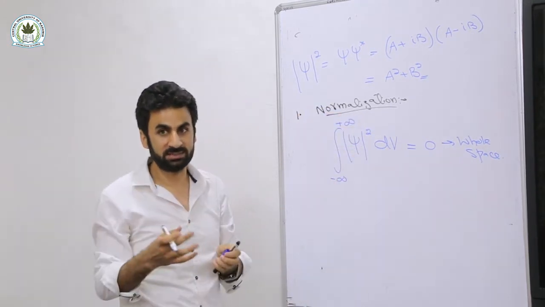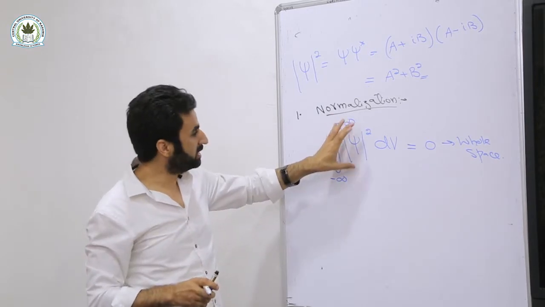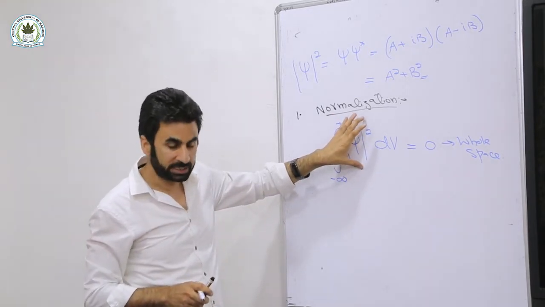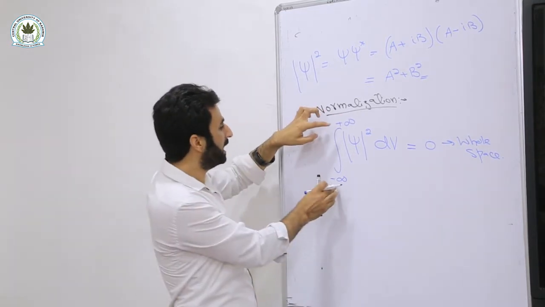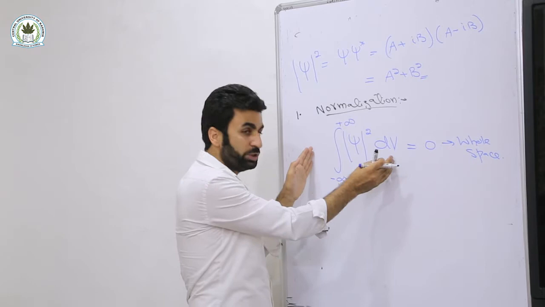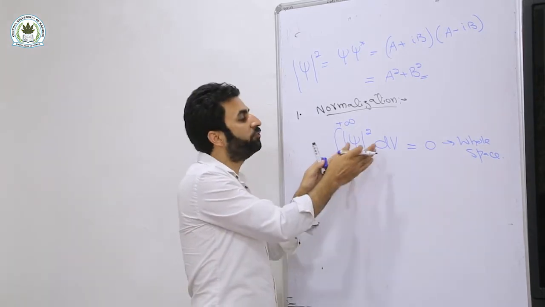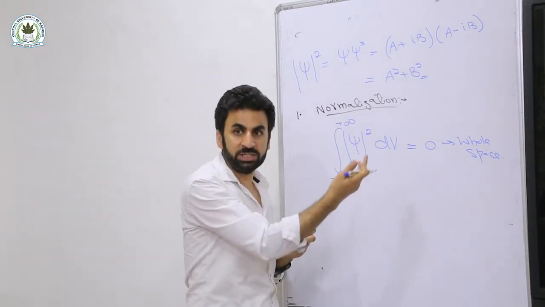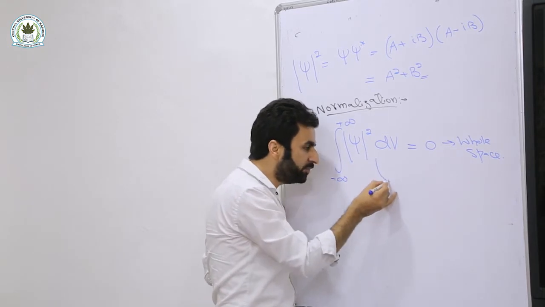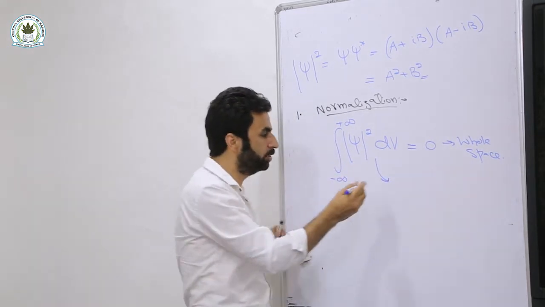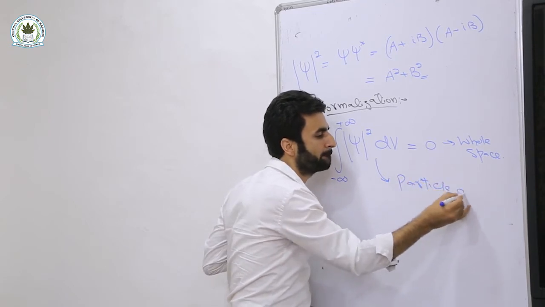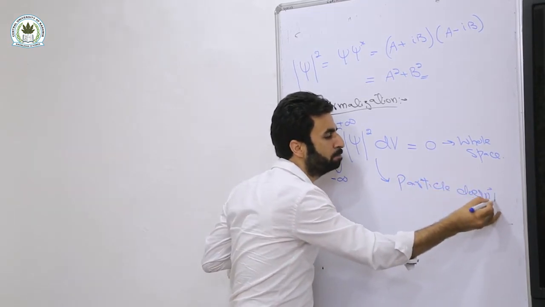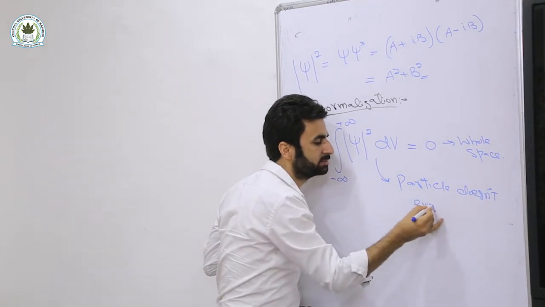Now it makes some sense. Since psi square is the probability, and these limits signify the probability over the space from minus infinity to plus infinity, this equation signifies that the probability of finding a particle in whole space is 0, which essentially signifies that the particle doesn't exist.